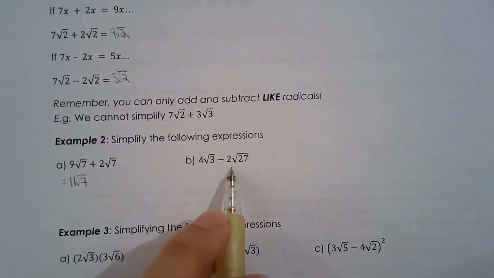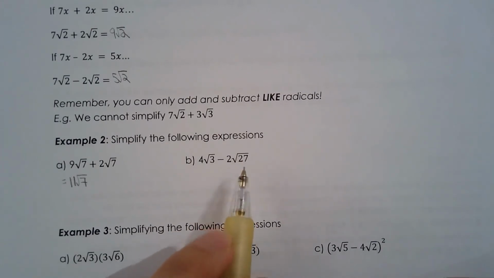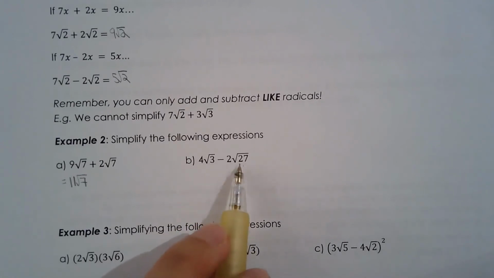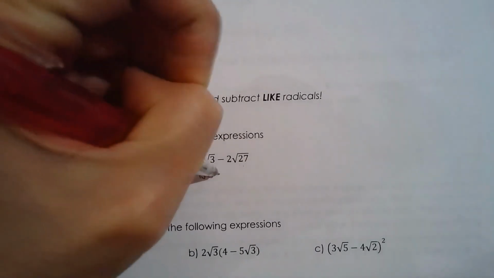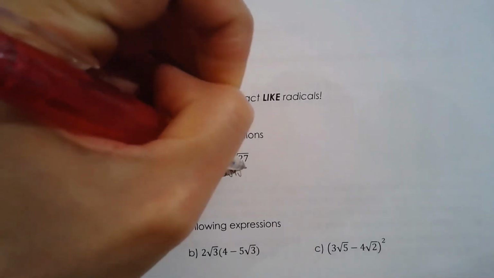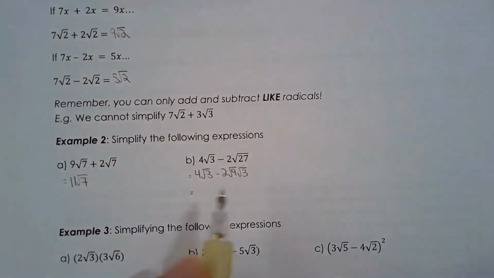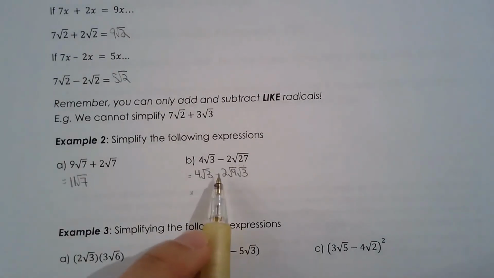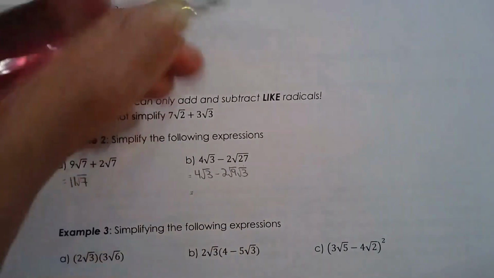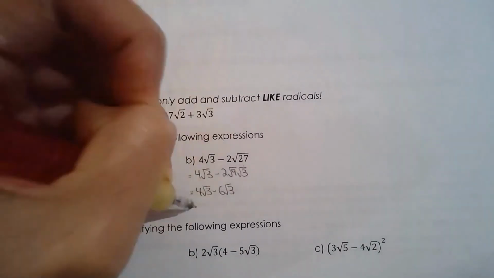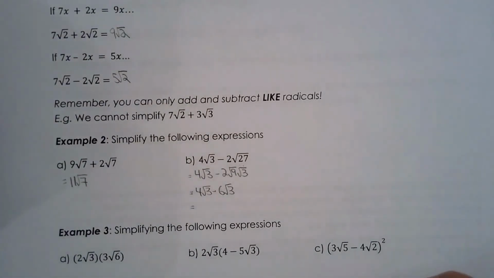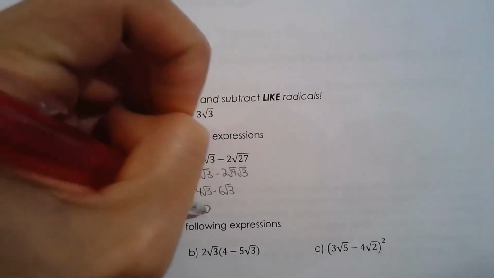4 root 3 minus 2 root 27. Wait a minute, 27. Even though they don't seem like they're like radicals right now, let's check. Let's investigate, because 27 is 9 times 3. So wait a minute, something seems fishy here. Root 9 is 3, so 2 times 3 is 6. So this is really 4 root 3 minus 6 root 3. And 4 root, oh, they are like radicals. So anyways, negative 2 root 3.